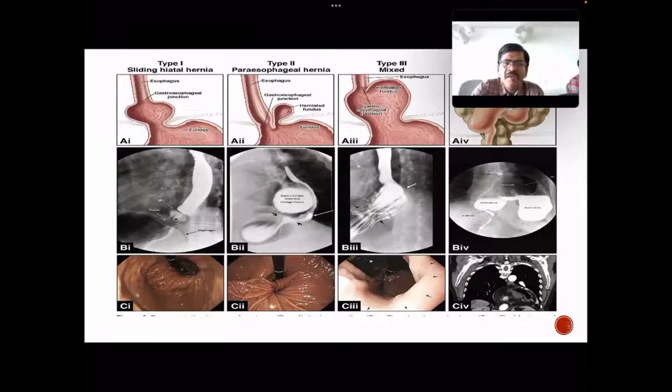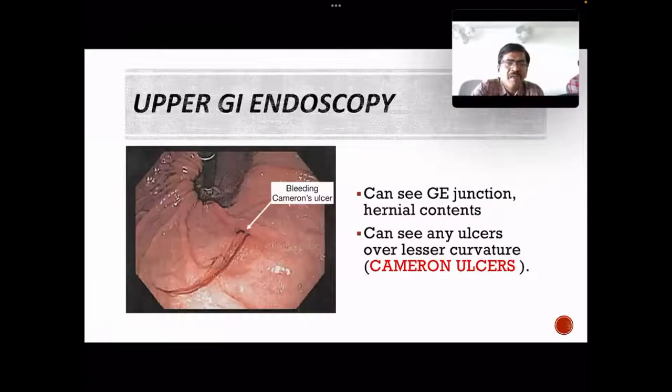And this is upper GI endoscopy, where we can see the GI junction and hernial contents. We can see ulcers. These are called Cameron ulcers or stress ulcers, which are most commonly seen over the lesser curvature of the stomach.